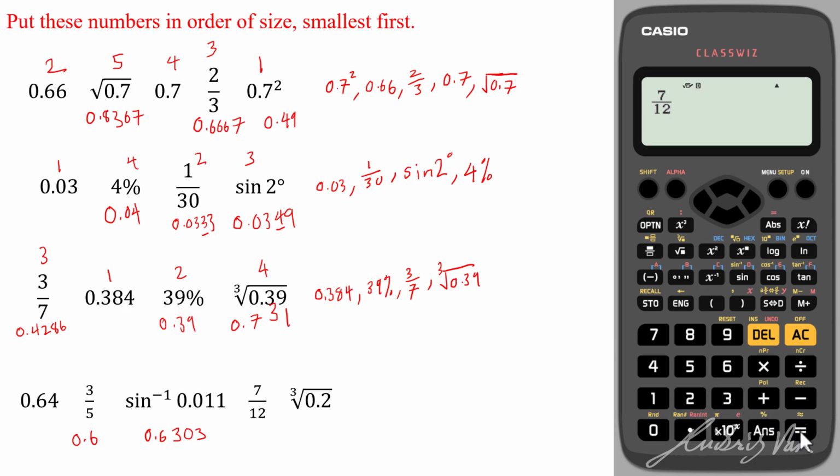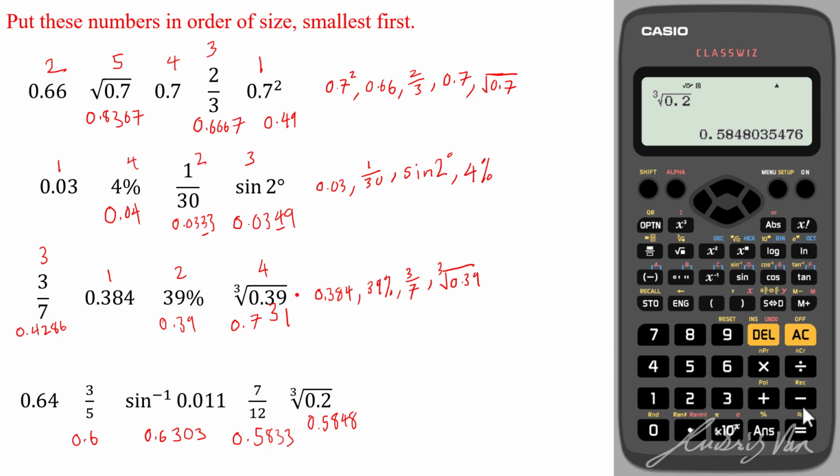Then we have our 7/12 equal 0.5833. And lastly, cube root of 0.2. Cube root is down here, but we cannot press this because it will give us square root. We need to type shift, square root, which will give us cube root because we press shift, 0.2, and this will give us 0.5848. So this is quite close.